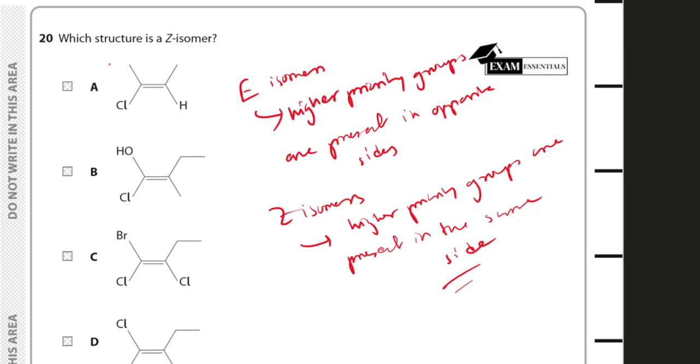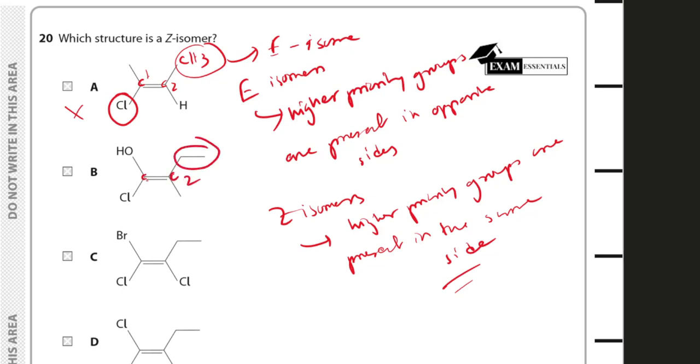Now, we can check in this structure clearly that chlorine is the higher priority group in carbon 1, while the higher priority group in carbon 2 is the methyl group. So we can clearly see both of them are on opposite sides. That makes it an E isomer, not aligning with the answer of our question. If I talk about B down here, we can clearly see that the ethyl group is the high priority group in carbon 2, and in carbon 1 obviously it's chlorine. Again, it's on the opposite side, so it's an E isomer.